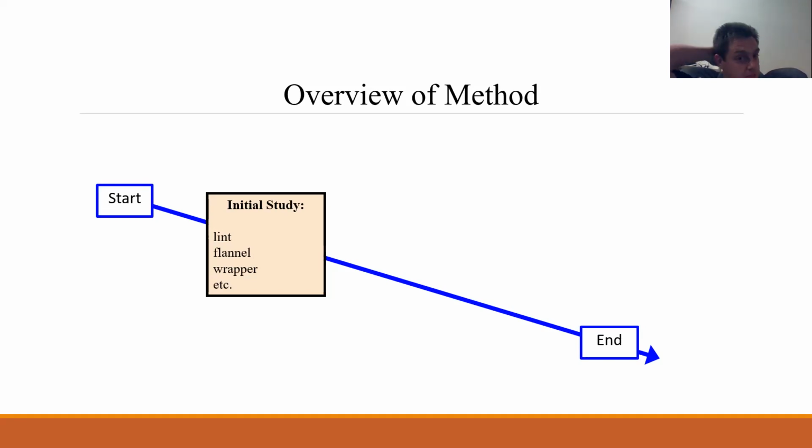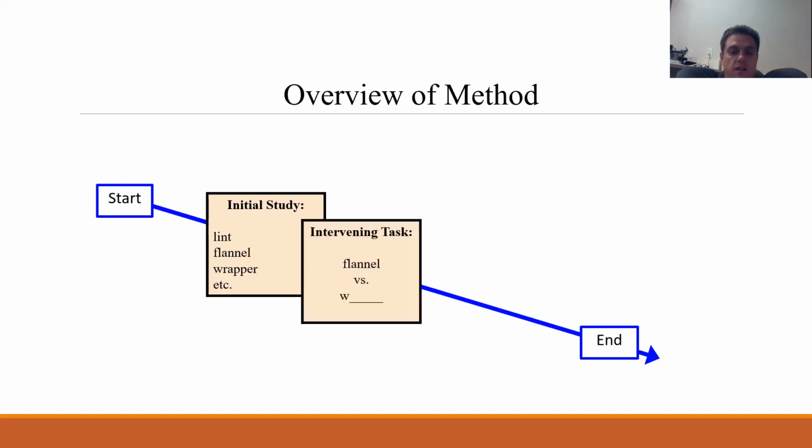Okay, so back to the methodology. Like I said, you study a bunch of words, and then you have an intervening task. And this is the manipulation here. Some of the words you simply restudy. So you saw flannel in the initial study phase, and then you see flannel again. That's really our control condition, or our restudy condition.